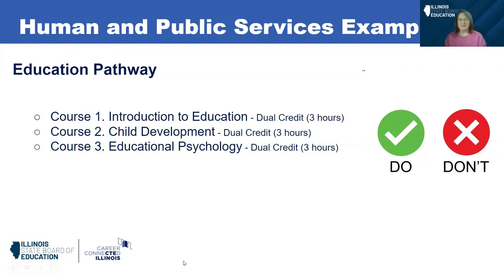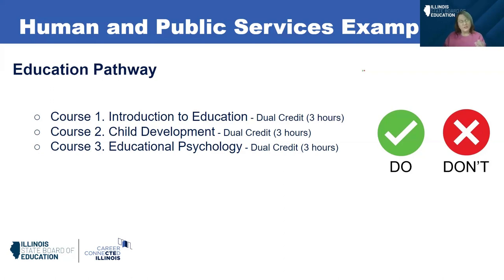Oh, okay. Yep, we did this one yesterday, I remember. So for the education pathway example, you could have all three of these listed: intro to education, child development, educational psychology. They're all year-long classes, they're all dual credit, and they all receive 3 hours.